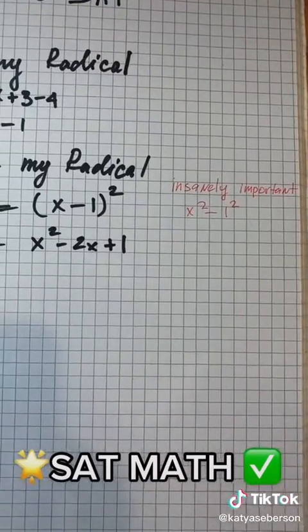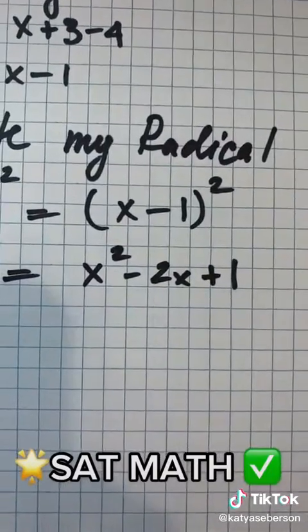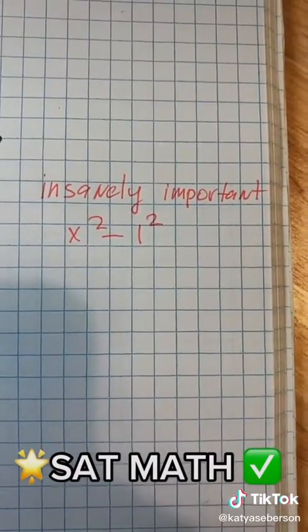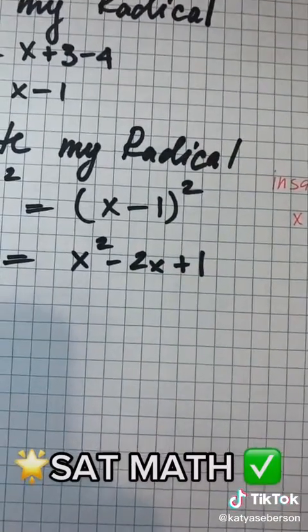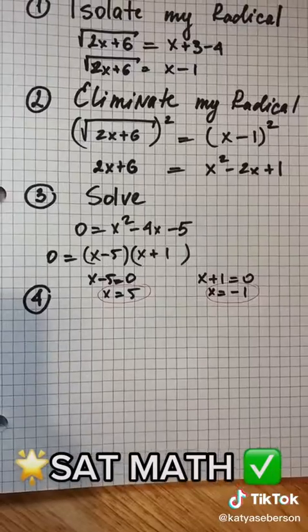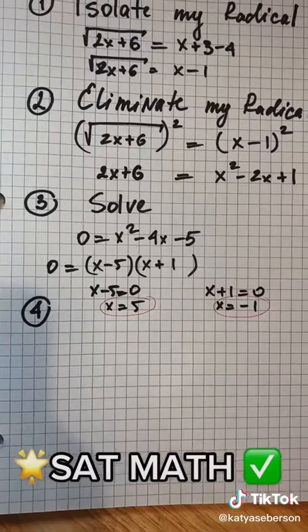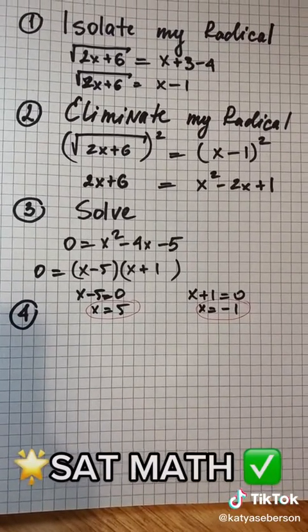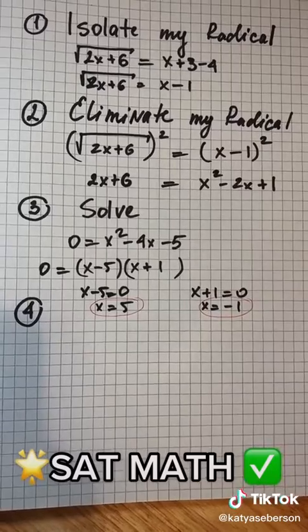It's insanely important to know that a square of a difference, (x minus 1) squared, is not the same as x squared minus 1 squared. It equals x squared minus 2x plus 1. Step number 3 is pretty boring. This is when you just solve the equation, bring everything to the same side, and you get x equals 5 and x equals negative 1.